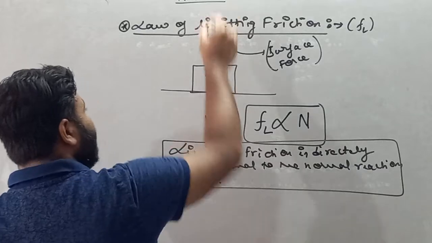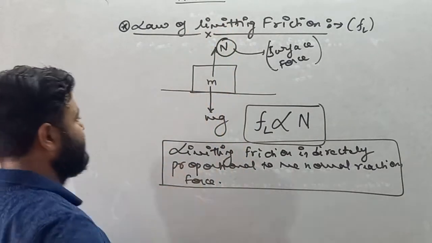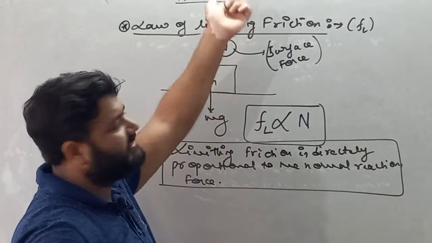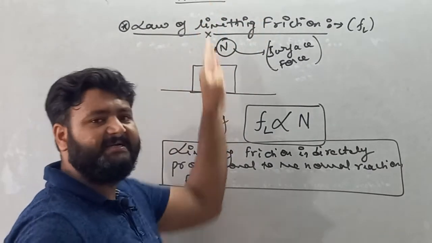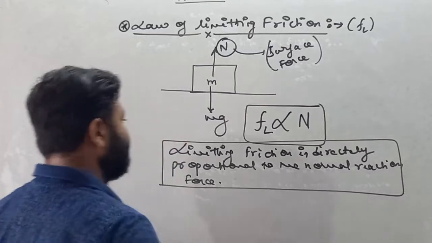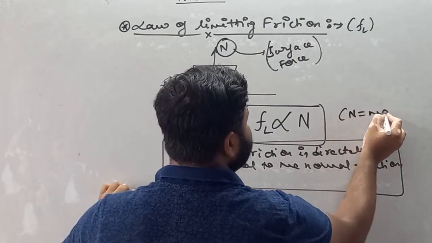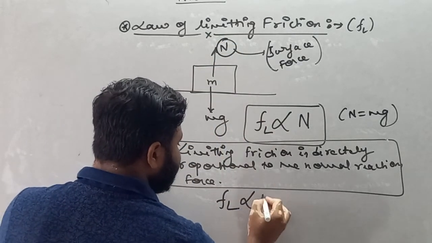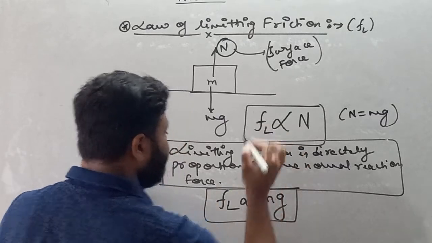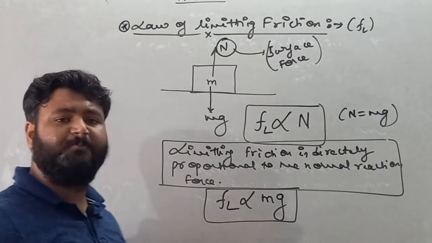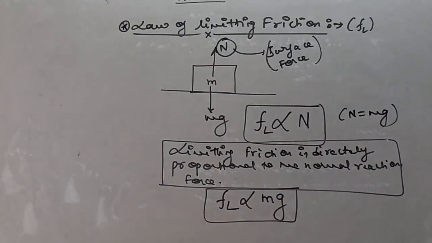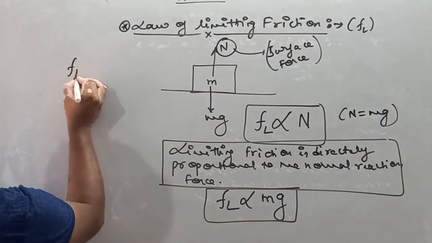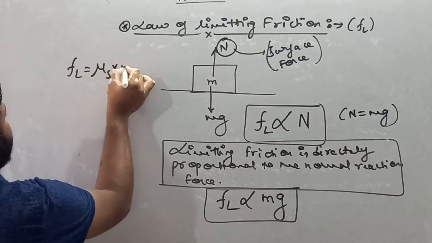Now see, as we know that in this direction motion is not possible. Neither does this block move down nor does this block move up. So in the vertical direction the forces are in equilibrium. So instead of N we can write mg, because this force and this force are equal. So we can write limiting friction is proportional to, my dear student, mg. Now if you want to remove proportionality and put an equal sign, you have to put some constant. So here the constant is: FL equals mu s into mg.